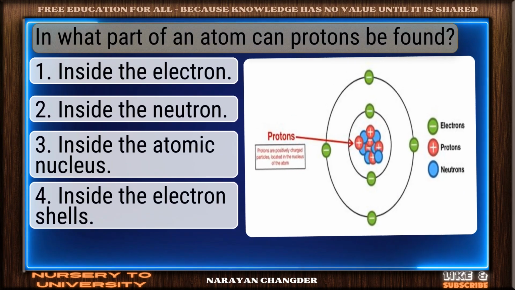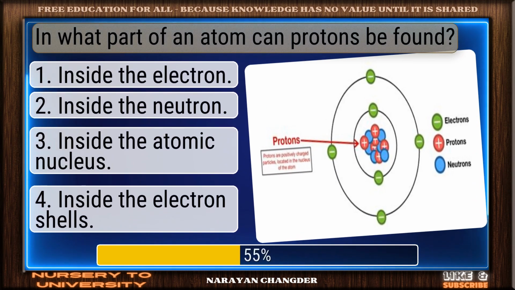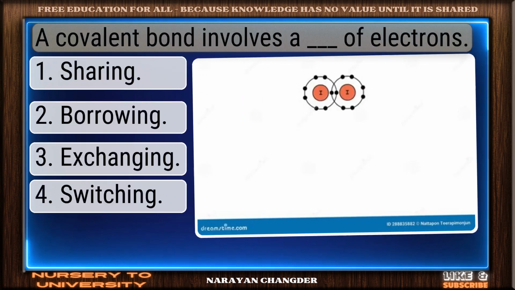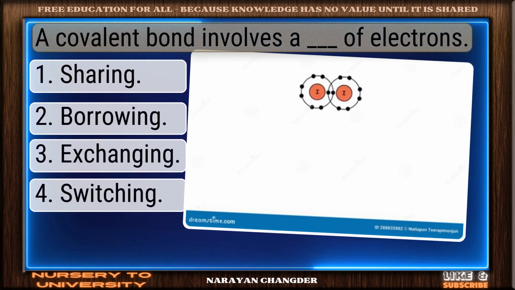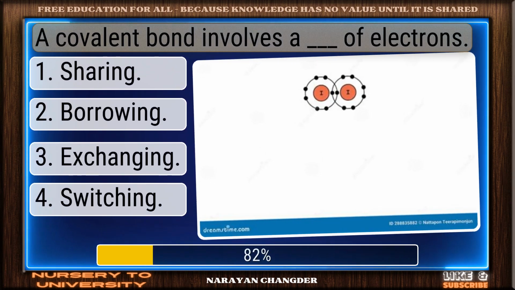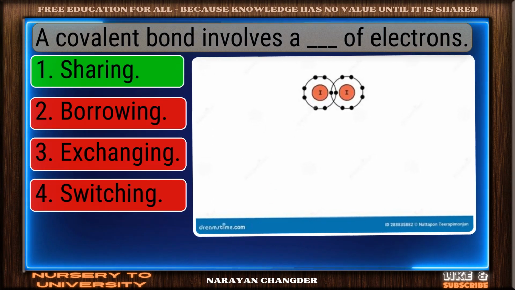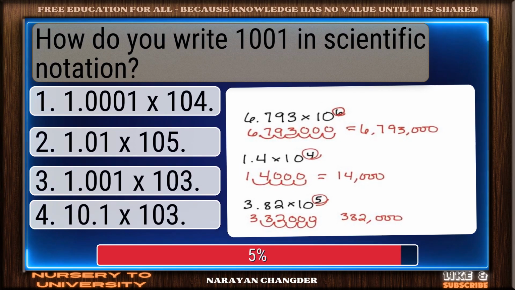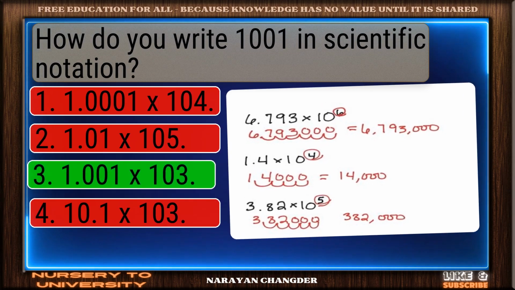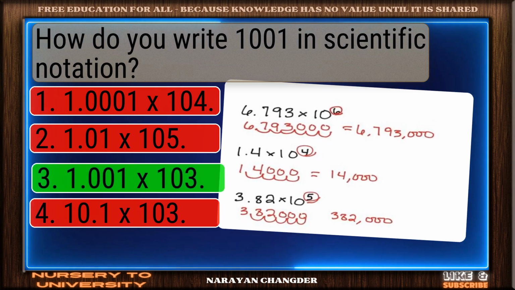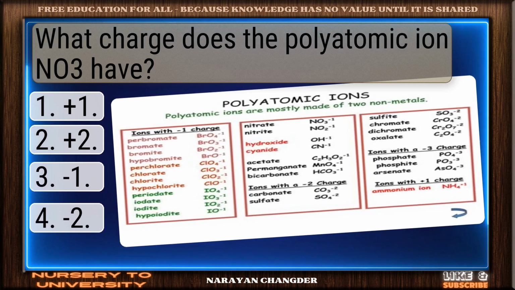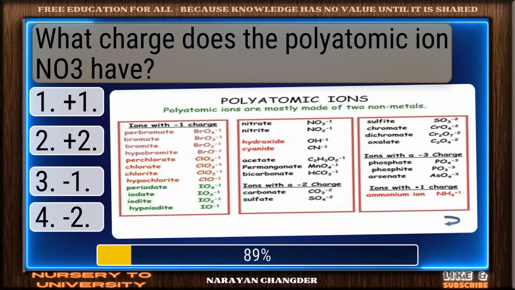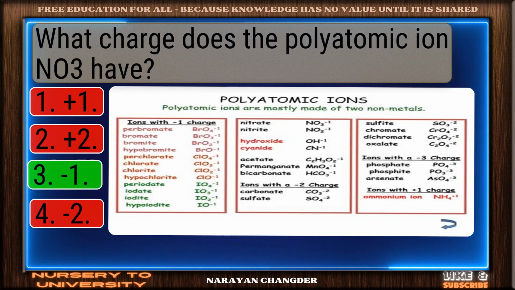In what part of an atom can protons be found? Perfect. Inside the atomic nucleus is the correct choice. A covalent bond involves a dash of electrons. Exactly. Sharing makes sense, and it is the right choice. How do you write 1.01 times 10^3 in scientific notation? On track. 1.01x10^3 is the correct answer. What charge does the polyatomic ion NO3 have? Well done. 1- is the right choice.